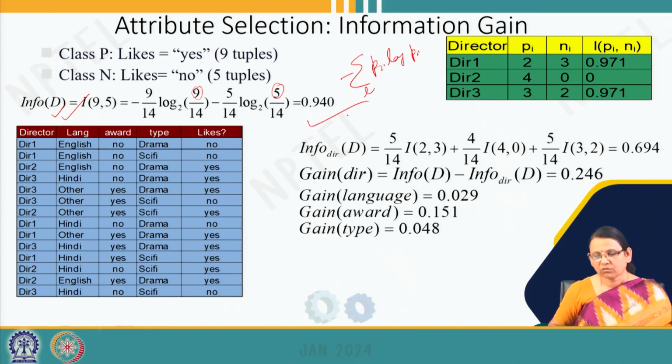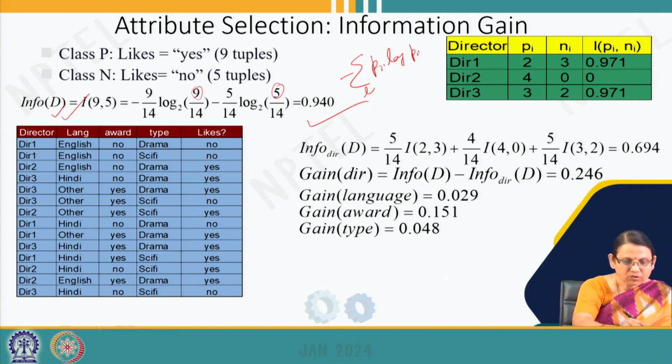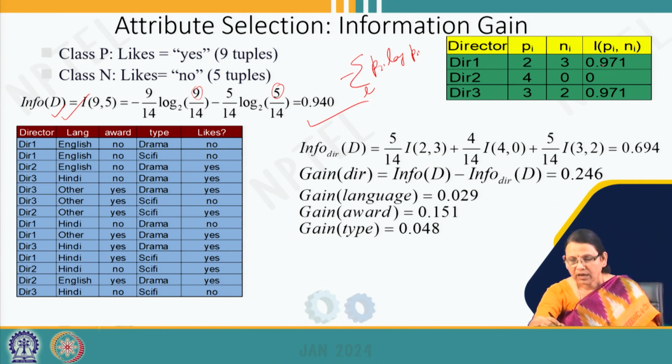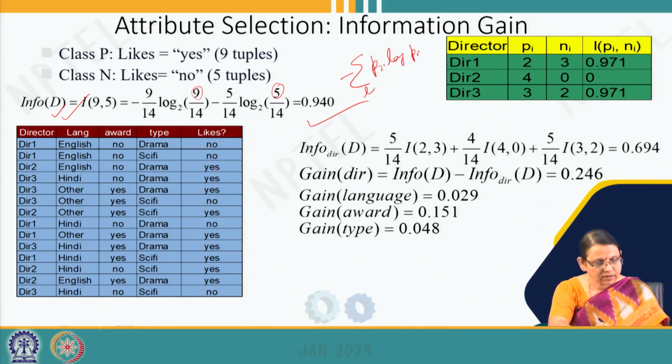So, you got this. Now, you got 3 partitions with respect to the variable director. What are the 3 partitions? Because director has 3 values, director 1, director 2 and director 3. With respect to these 3, look, how many rows are with director 1? 2 plus 3, 5, director 2, 4 rows, director 3, 5 rows and so on. Now, how many yes and how many no also has been tabulated here.